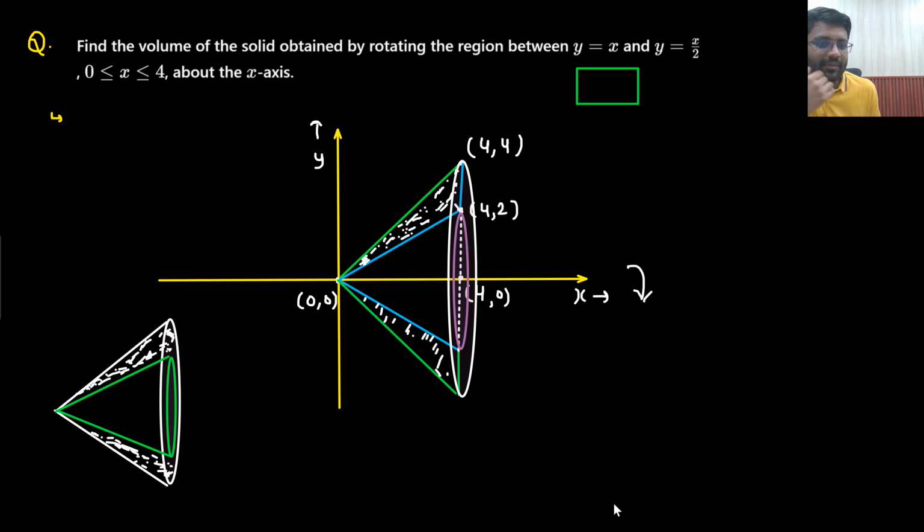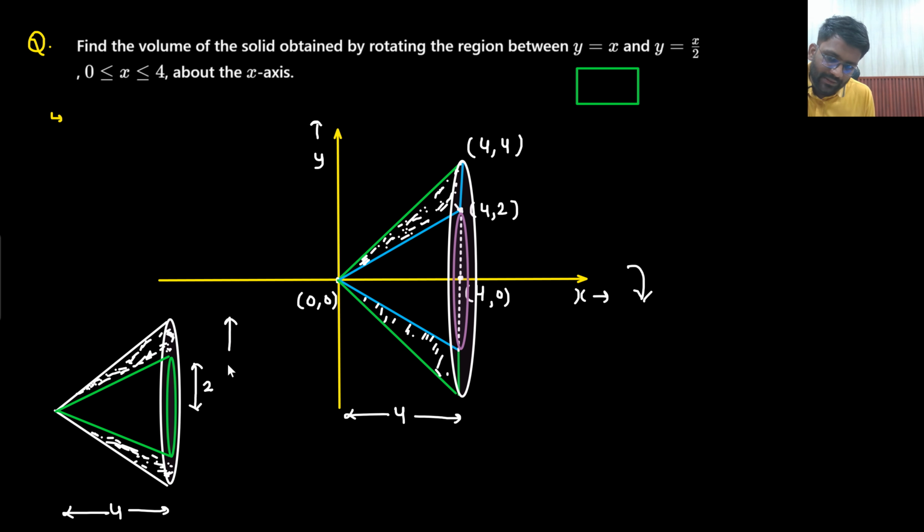Do I need to apply any mathematics here? No, I can find out the volume of the cone. What will be the volume of this cone? This is the height, which is 4. So height is the same for both of them. Now what is the radius? For the smaller one the radius is 2 and for the larger one the radius is 4. So what will be your required volume?